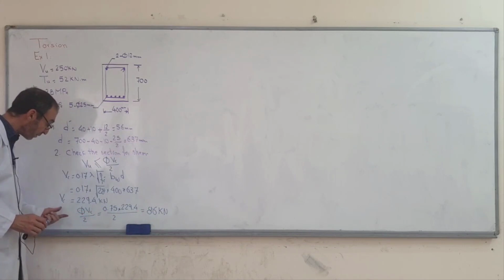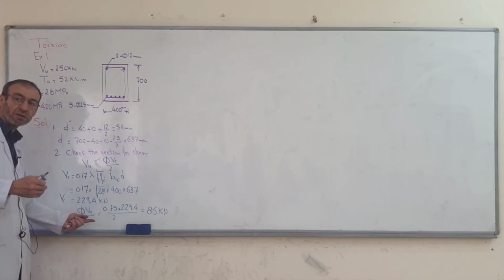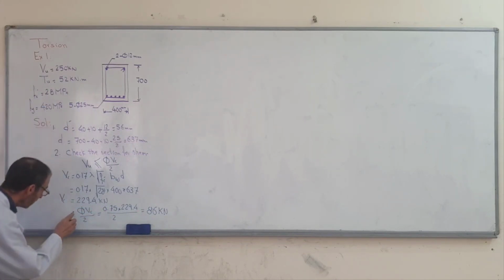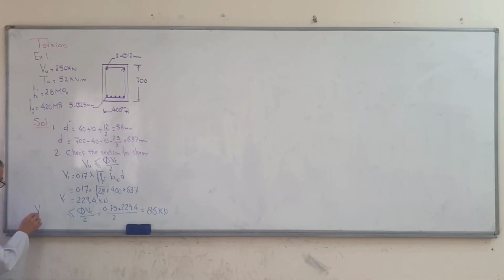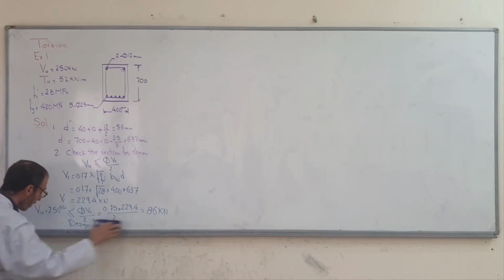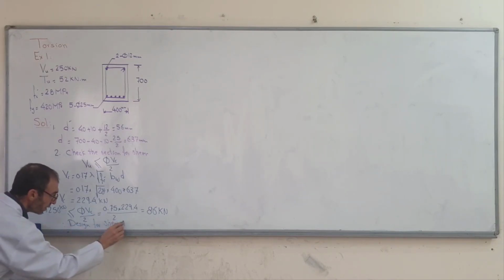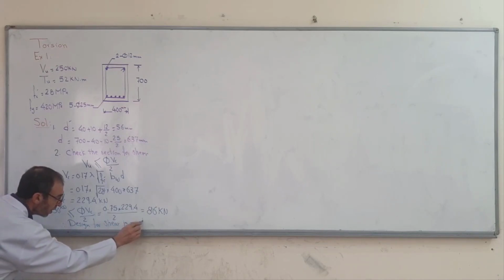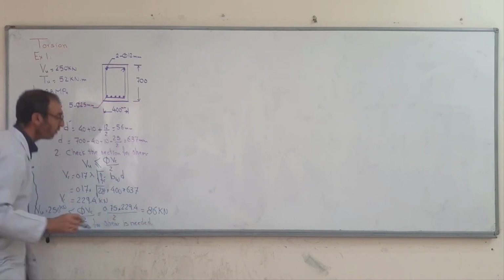If V ultimate is less than this, design for shear is not required. But if it is more, design is required. V ultimate is given as 250 kilonewton. This is more than this, so design for shear is needed.